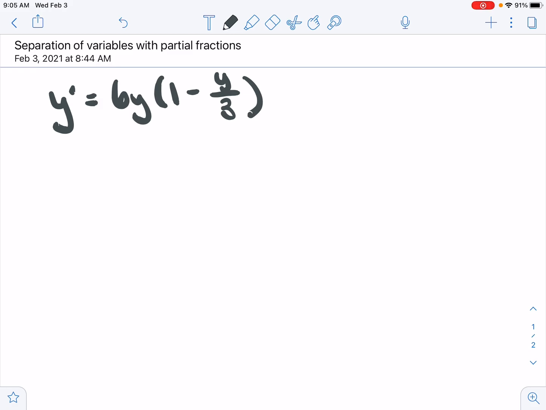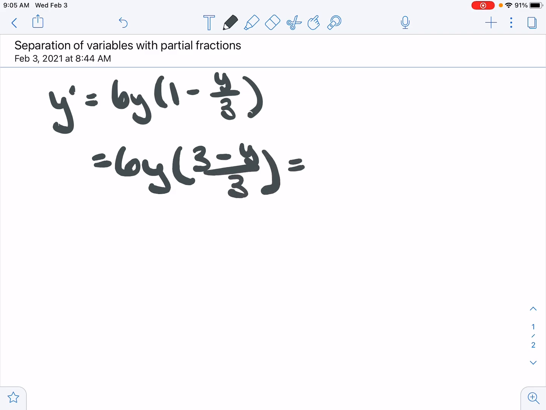So this is clearly separable, right? I can separate the y's onto the left-hand side and be left with just a dt on the right-hand side. And it's also nonlinear. So we're going to use the separation of variables technique on it. The first thing I'd like to do is get rid of the fraction by combining those terms with a common denominator.